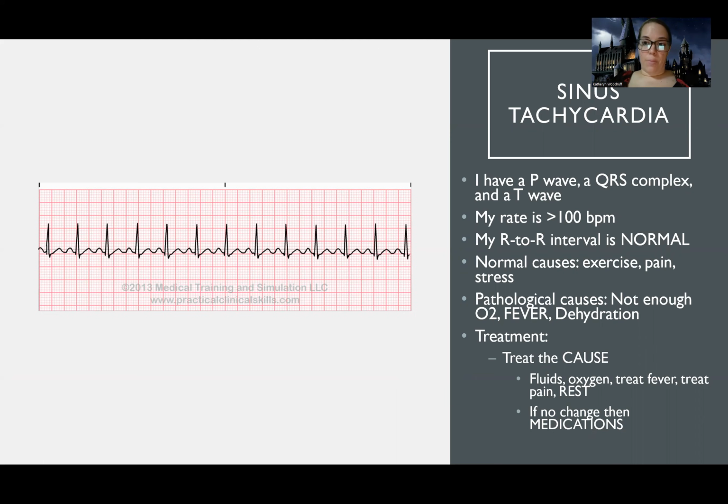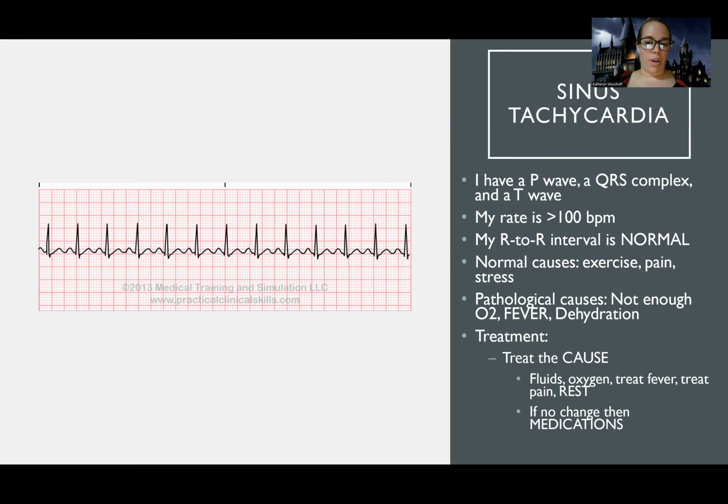So on the opposite end of the spectrum, we have another sinus rhythm known as sinus tachycardia. Here I have all my parts. I've got a P wave, a QRS, and a T wave. So I'm sinus, I'm normal when it comes to my regularity. I have a regular interval. The only thing that's different is my rate's greater than 100. And usually the rate here is going to be like 100 to 150.